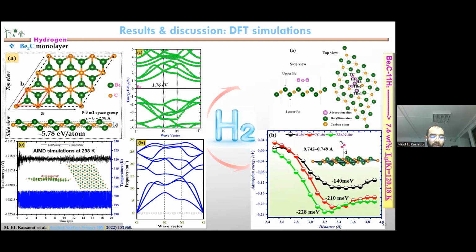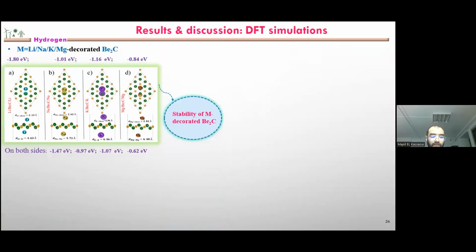For hydrogenation, or the hydrogen interaction, the figure summarizes the different values and the different sites of absorption on the surface. For example, the best site is on beryllium, with minus 228 millielectron volt. Next, we employ a novel strategy to improve the hydrogen storage properties of the system by studying hydrogen absorption on metal decorated beryllium carbide.